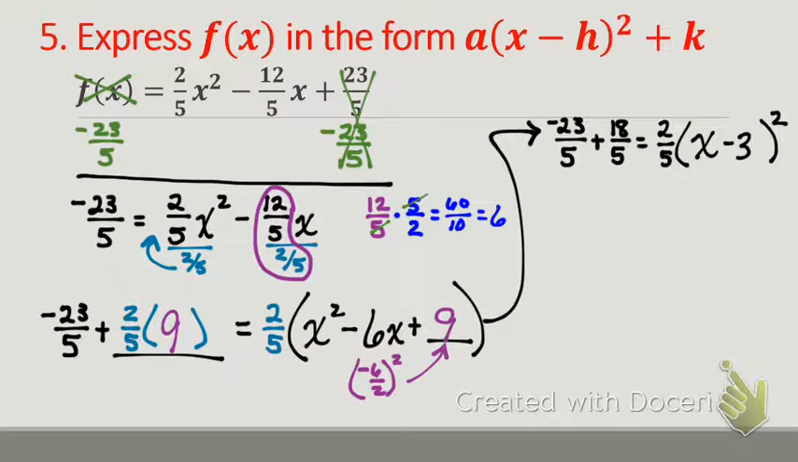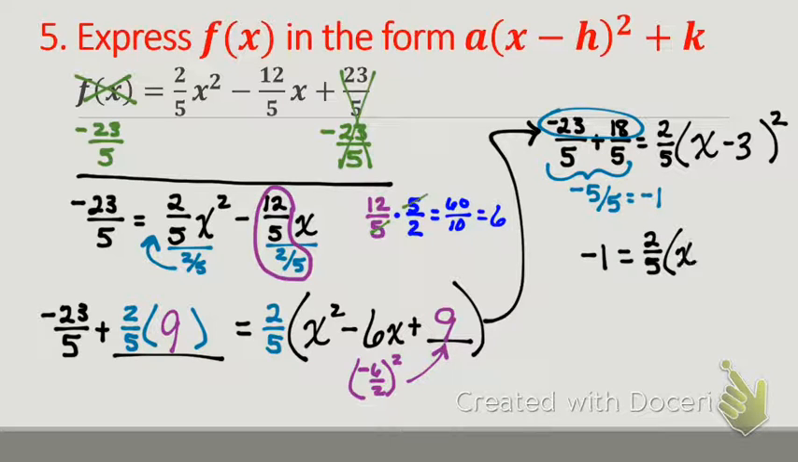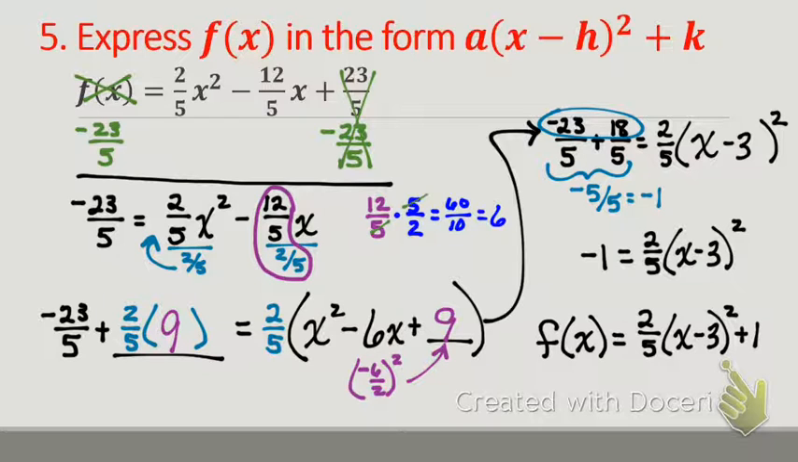Do I have a common denominator here? Yep. Negative 23 plus 18? Negative 5. So I have negative 5 over 5, which is the same as negative 1. So I have negative 1 equals 2/5 times x minus 3 squared. So what is my vertex form? 2/5 x minus 3 squared plus 1. Beautiful.